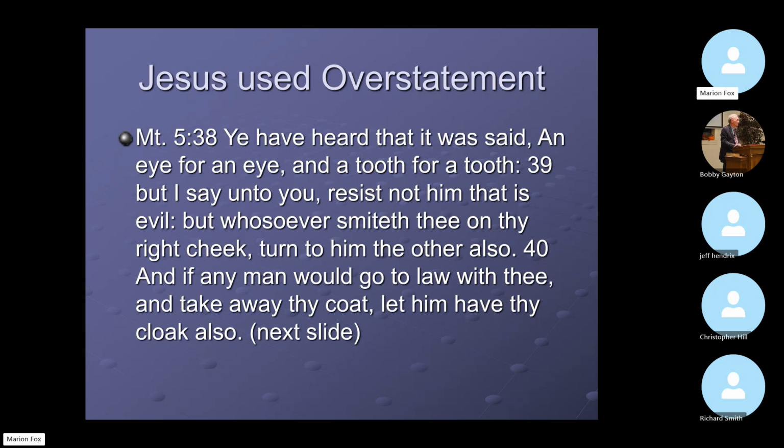Now, an eye for an eye and a tooth for a tooth. Resist not him that is evil. Now we are to resist evil in some sense. So here he's talking about smiting on the cheek. If you look at it, there are two different words. In English, we say slap and hit with the fist. If I close my fist and hit someone, I'm trying to hurt them. If I slap them, it's an insult. And this right here, smiting, is the word for slapping.